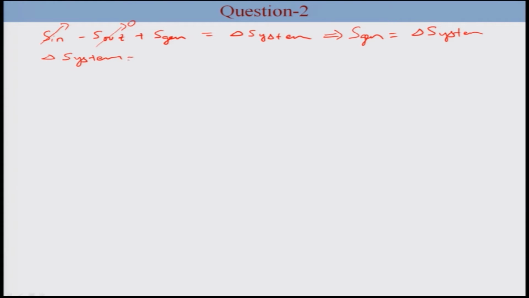So, we have to determine the entropy change during this process. So, applying entropy balance, S in minus S out plus entropy generated is equal to change in entropy of the system. Now, S in and S out will be 0 as nothing is coming in and going out. So, S gen or entropy generated is equal to change in entropy of the system. Now, change in entropy of the system is equal to change in entropy of iron plus change in entropy of water.